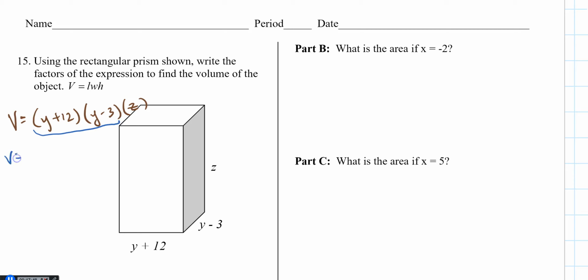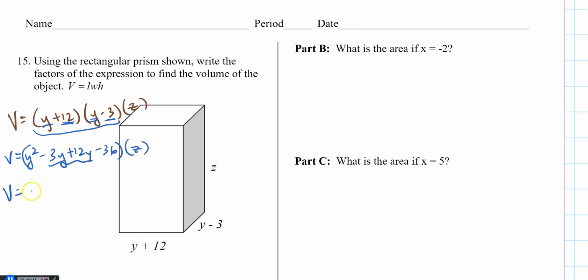We're going to use one of our multiplication rules for those first two. I'm going to go ahead and use the distributive property, kind of modify it a little bit. I'm just going to do some work in my head. So y times y is y squared. y times negative 3 is negative 3y. 12 times y is positive 12y. And 12 times negative 3 is negative 36. That all still needs to be multiplied by z. But before I do that, I'm going to combine these two guys.